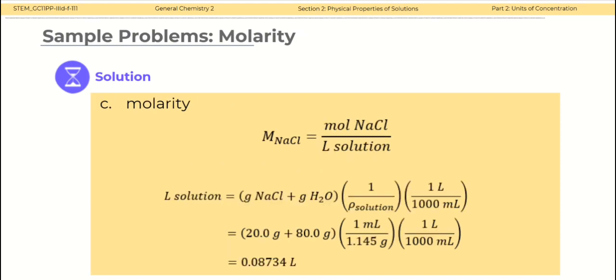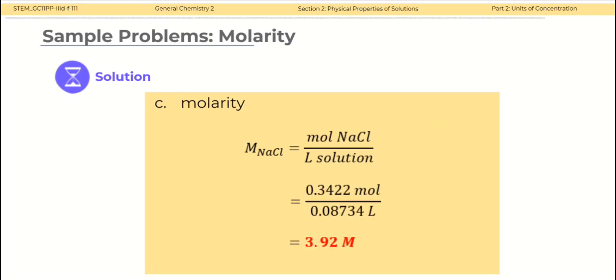For the molarity, we need to determine the volume of this solution. The solution consists of sodium chloride and water. The sum of their masses gives the mass of solution. To calculate the volume of the solution, divide the mass by the given density of the solution. The volume is then converted from milliliters to liters, giving a value of 0.08734 liters. Dividing the number of moles of sodium chloride by the volume of solution gives us the molarity, which is 3.92 molar.